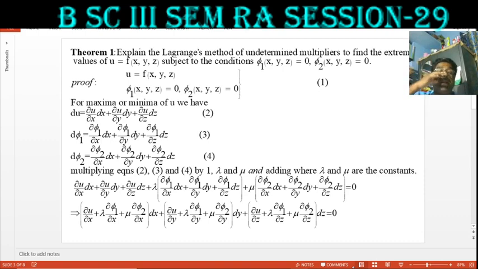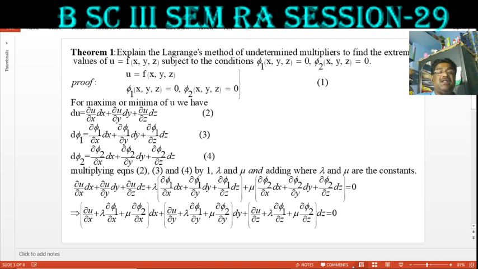For maxima or minima of u, we have du equal to dou u by dou x into dx plus dou u by dou y into dy plus dou u by dou z into dz. d phi 1 is equal to dou phi 1 by dou x into dx plus dou phi 1 by dou y into dy plus dou phi 1 by dou z into dz. d phi 2 is equal to dou phi 2 by dou x into dx plus dou phi 2 by dou y into dy plus dou phi 2 by dou z into dz.